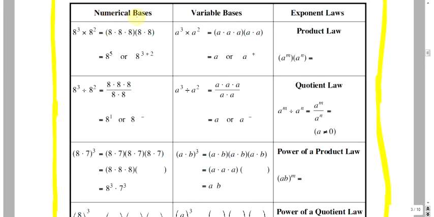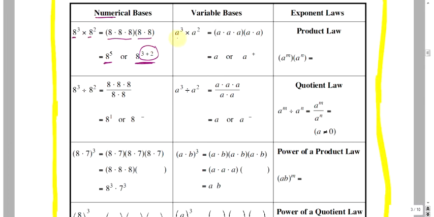This is a numerical base. That means this base is a number, right? 8 cubed can be known as 8 times 8 times 8. 8 squared is 8 times 8. How many 8s do we have? 1, 2, 3, 4, 5. Okay? So how do we get from 3 and 2 to 5? We add them. And last year, hopefully, your teacher said, if you multiply with the same base, what do we do with our exponents? We add them.